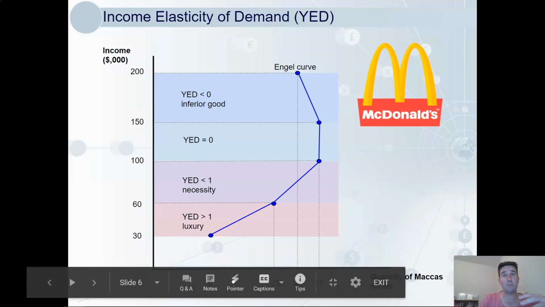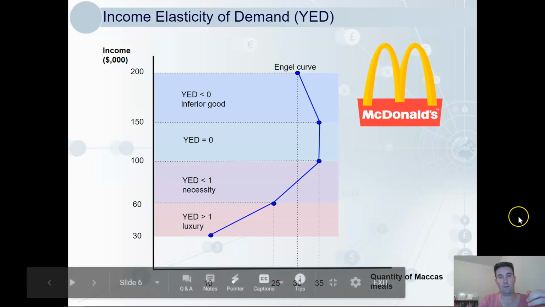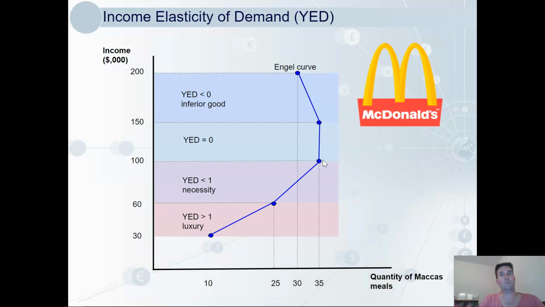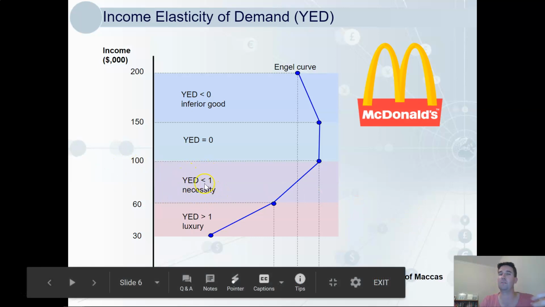Okay, as income continues increasing from 60 up to 100,000, Macca's doesn't seem quite as special anymore. People may still buy more, but it will be less than a proportionate increase relative to income. So YED will be positive, but it will probably be less than 1. This puts it in the necessity category, but calling Macca's a necessity is perhaps problematic, but it makes sense if we're thinking about the numerical values and what those values show us about consumption.